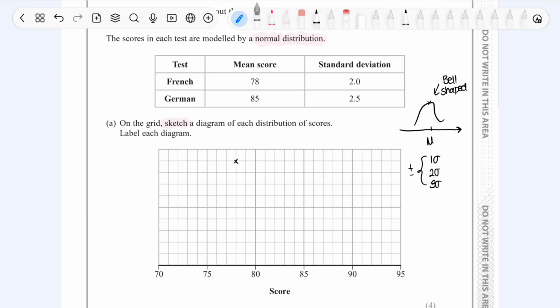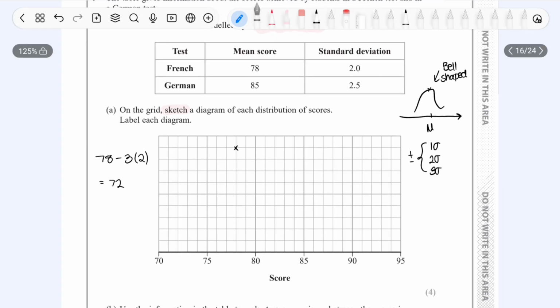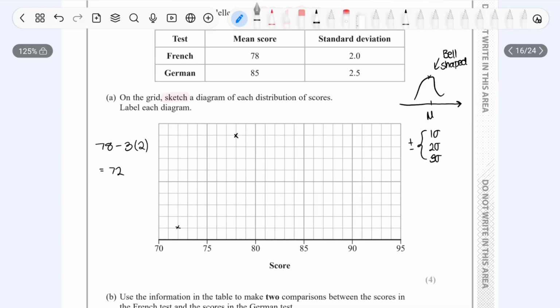Now we need to look at our tails. Each bell-shaped curve has a tail, and for the lower tail we're going to have to look 3 standard deviations to the left. Now that would be 78, subtract 3 lots of the standard deviation, and we're given the standard deviation as 2, which is equal to 72. So that's going to be roughly where we're going to aim for, around here. And then I'd want to mark out the upper tail, which would be 78 plus 3 standard deviations, which would give us 84. So we're going to mark that here.